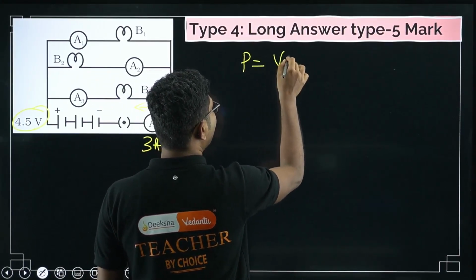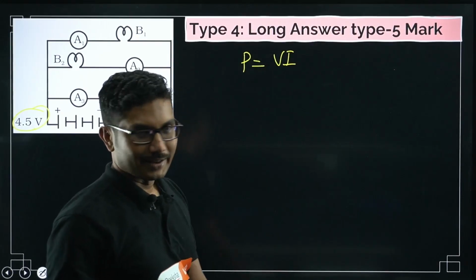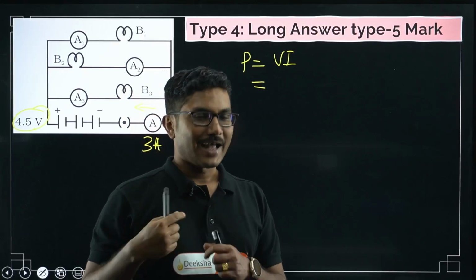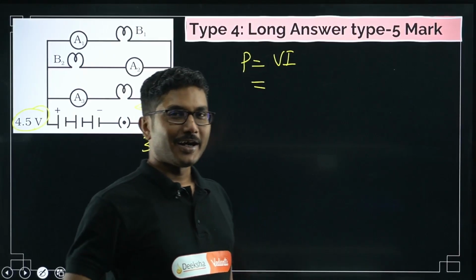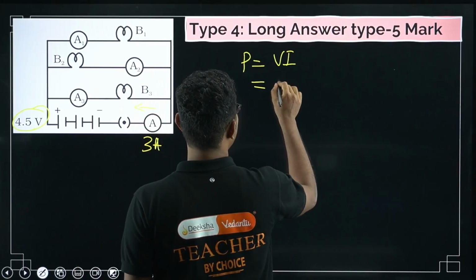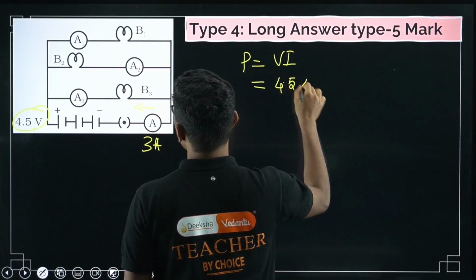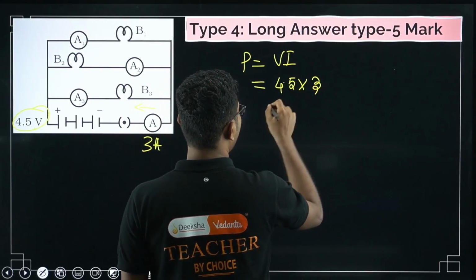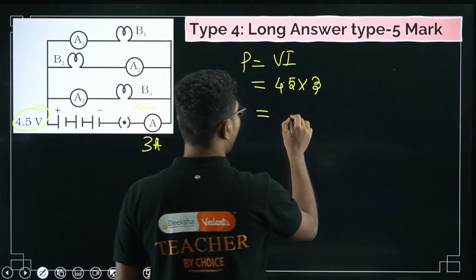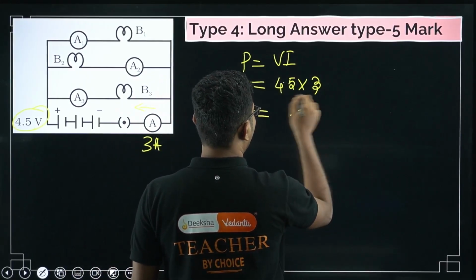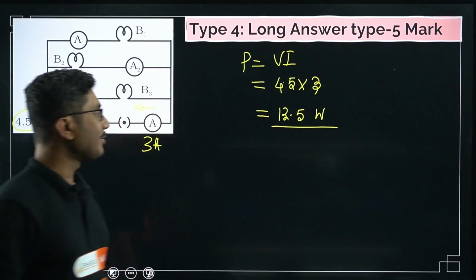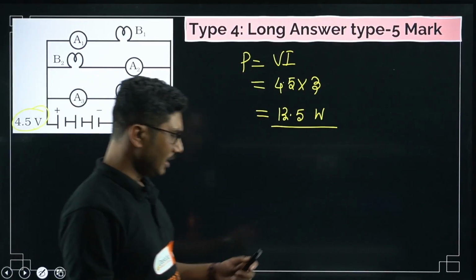Power is P equals V times I. Okay, there is a character in an anime series, anime game. If you watch that, let me know in the comment below what is Y. Okay, V is 4.5, I is 3 ampere, and it will be 13.5 watt. So 13.5 watt is the power consumed in the circuit.